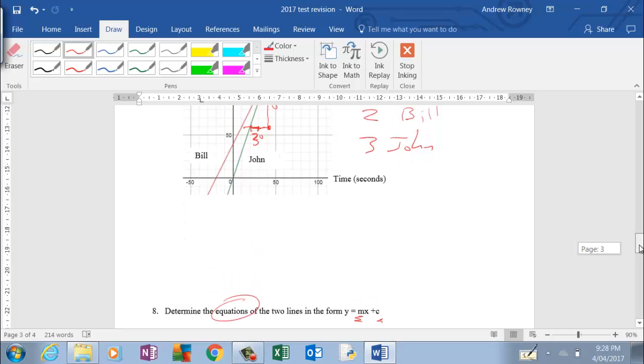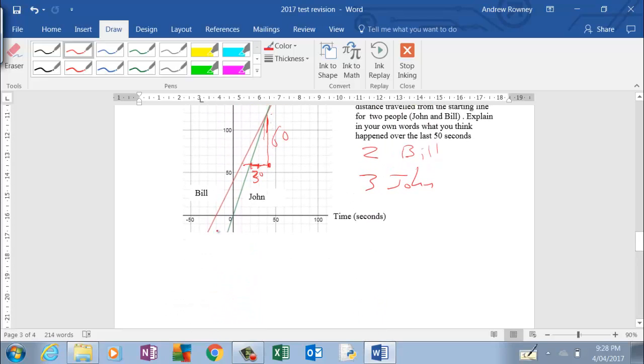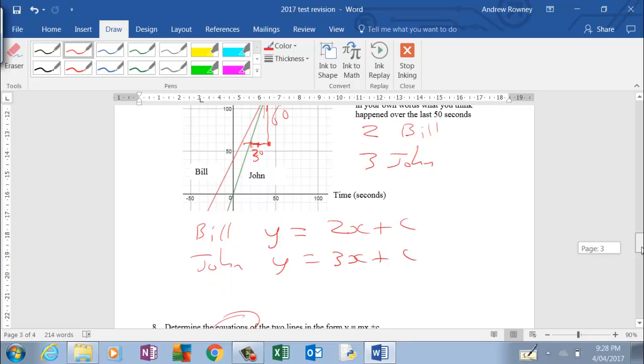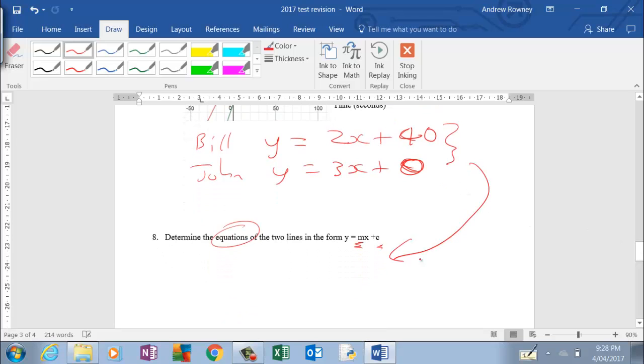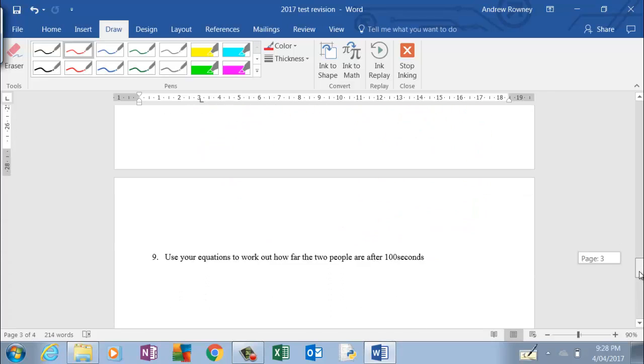Now we can write the equations for Bill and John. So Bill is y equals 2x plus c, and John is y equals 3x plus c. We just need to get the c's, that's the y-intercept, and for Bill, he cuts at 40, so instead of c we have 40. Whereas John, he cuts at 0, so instead of c you've got 0. So they are the two equations for the two lads. So that's what this question in here is asking for.